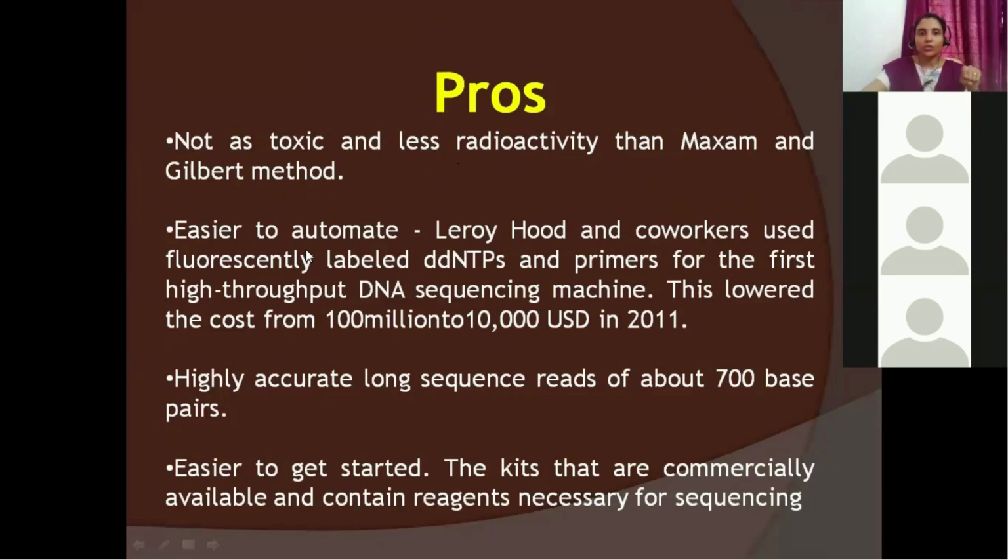Automation is possible here, right? We have learned that automation is possible. But in the Maxam-Gilbert method, automation is not possible. And it is highly accurate, and it is easier to get started.